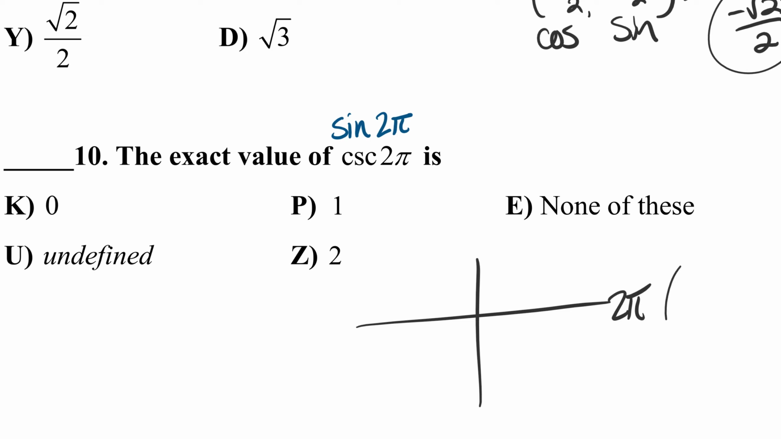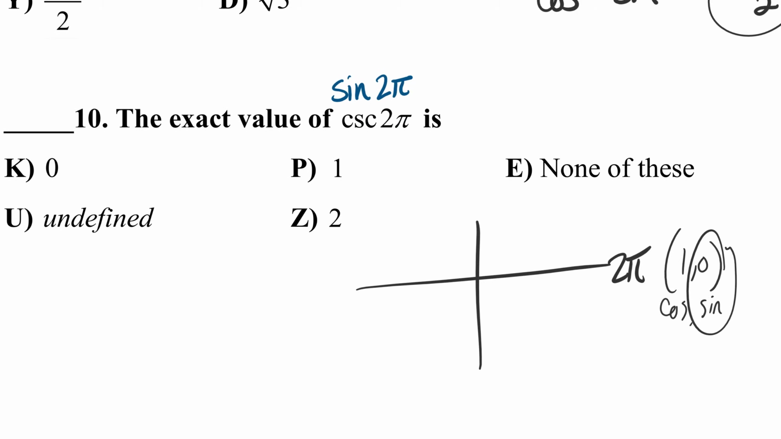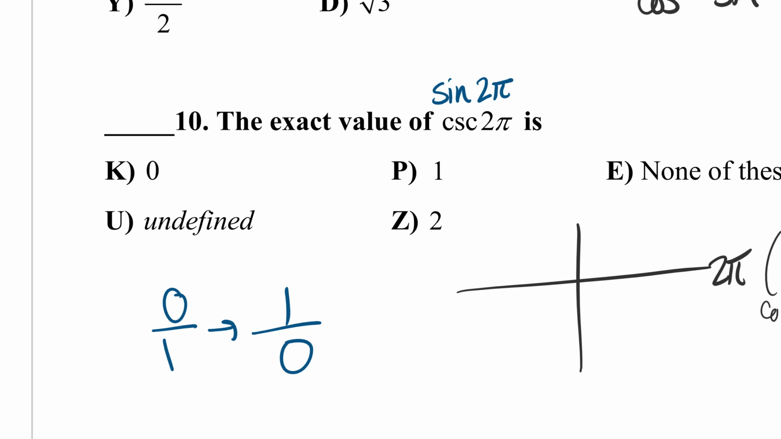The coordinates are 1, 0. That's cosine and sine. And I want sine. So sine is 0. And I flip it to get cosecant. So if I have 0 over 1 and I flip it to get 1 over 0, I cannot divide by 0, so my answer would be undefined.